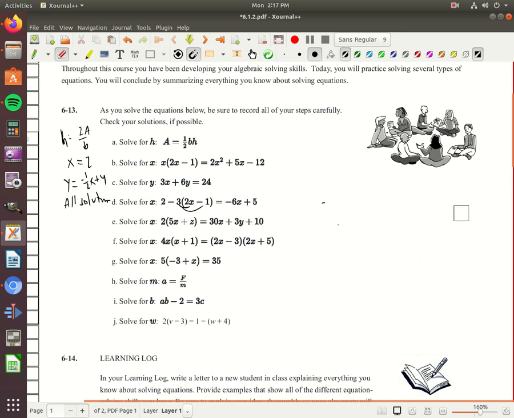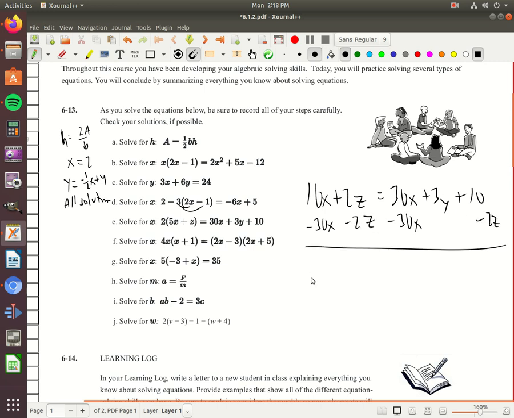All right, let's go to E. On E, again, I'll distribute, so I'm going to get 10x plus 2z equals 30x plus 3y plus 10. I need to solve for x, so I guess I'll subtract 30x over here, and I'll subtract 2z over here. That will leave me negative 20x equals 3y minus 2z plus 10. And at this point, I will divide by negative 20.